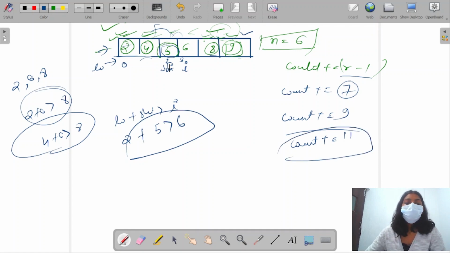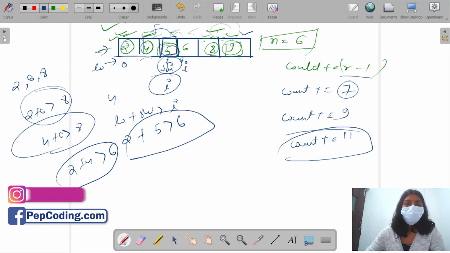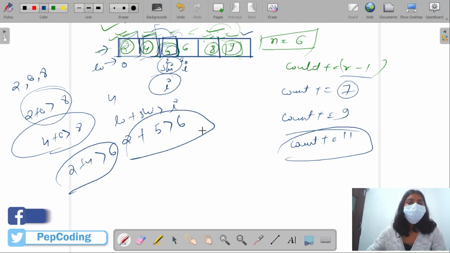Now I decrease my right second highest, which is 4. So I check, is 2 plus 4 greater than 6? It is not. So it does not form a triangle. I cannot increase my low and I cannot decrease my right. So now I say decrease my highest. Now I keep this as my highest, this as my second highest, and this as my lowest.